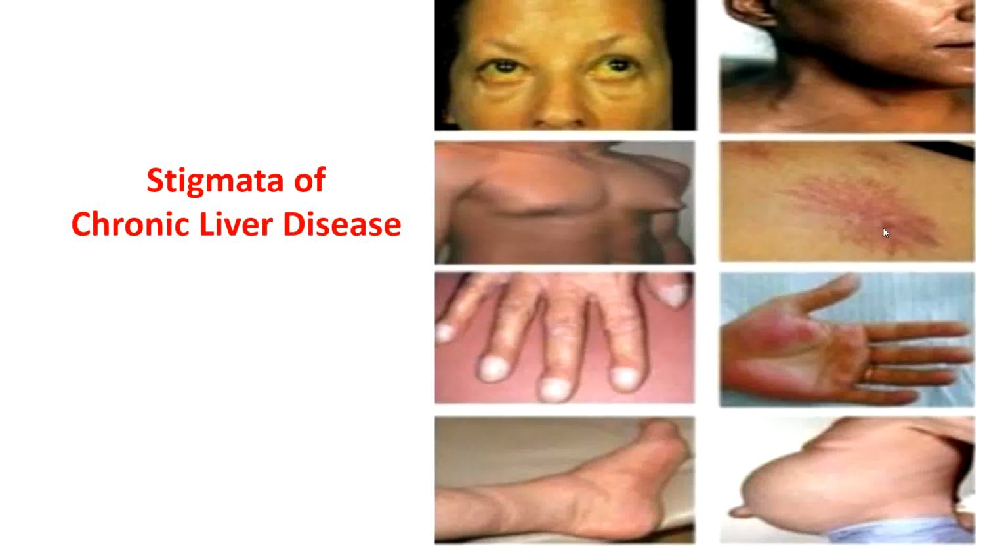Again, some pictures showing the stigmata of chronic liver disease: a patient having deep yellow discoloration of the sclera, gynecomastia, marked clubbing and white nails, leukonychia, edema of the ankle, dilated neck veins, spider angiomas on the front of the chest, palmar erythema, ascites, and a very prominent protruding umbilicus.